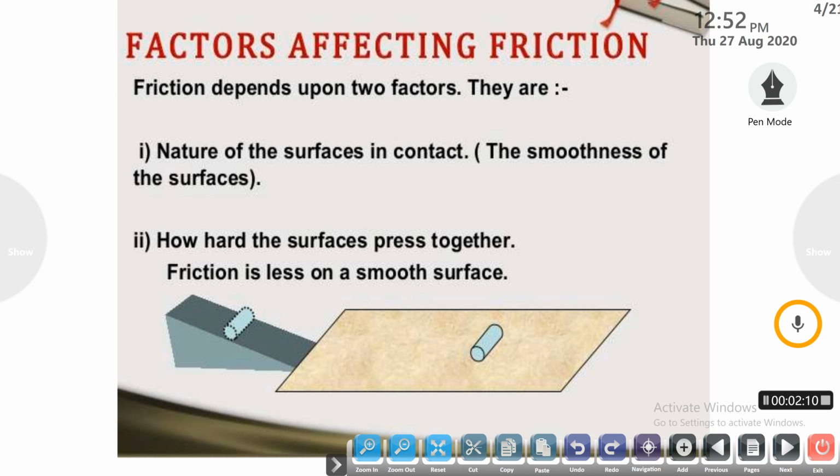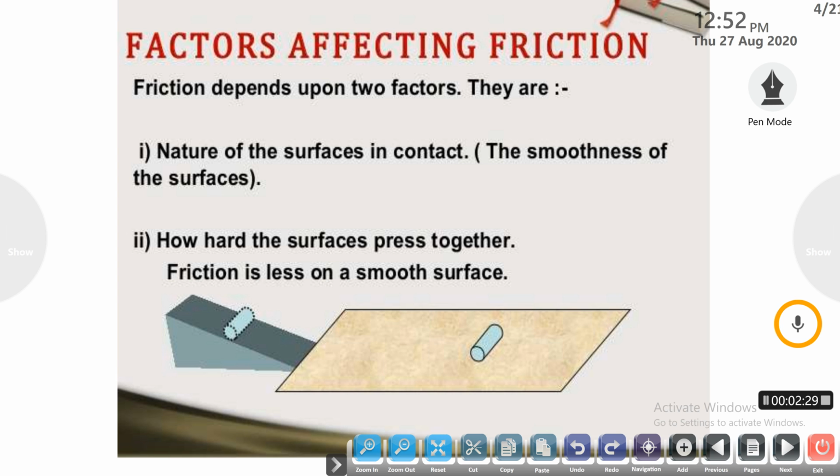Next are the factors affecting friction. Friction mainly depends upon only two factors. First, the nature of the surface in contact, that is, what type of surface it is moving on, for example smooth or rough. Second, it depends on how hard the surfaces are pressed together.